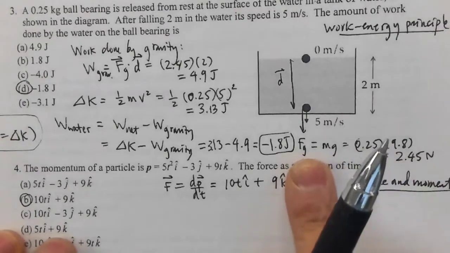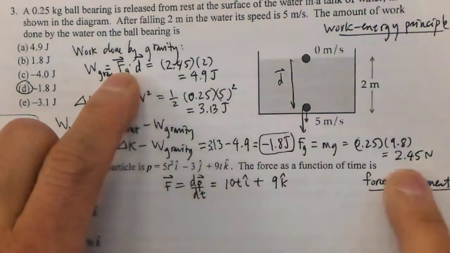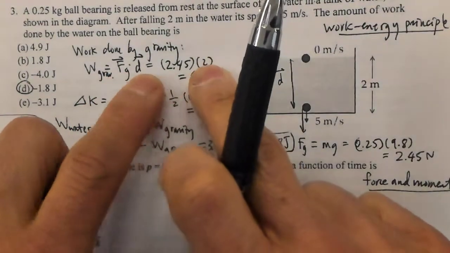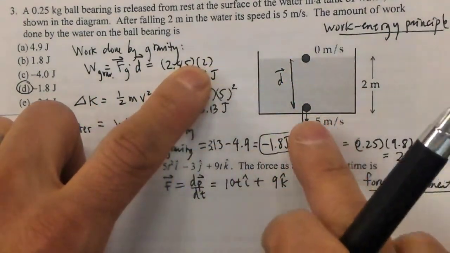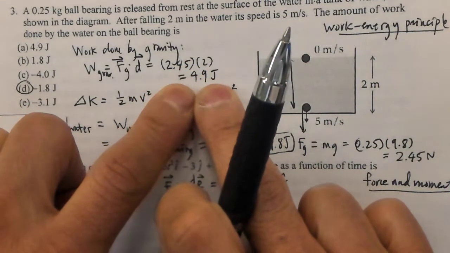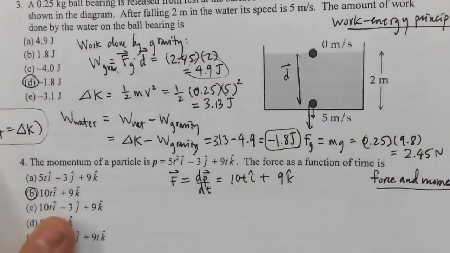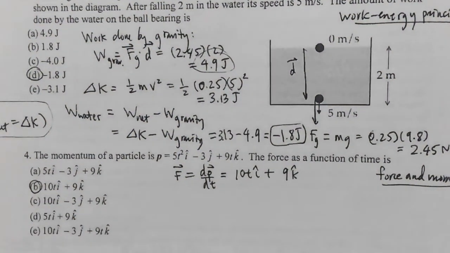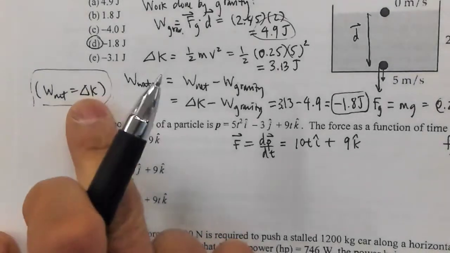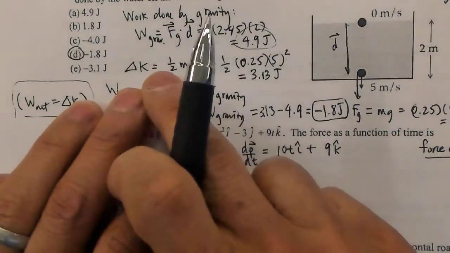Now, Fg is 2.45 newtons, and the distance d is 2 meters, so I multiply them together and I get 4.9 joules. That's the work done by gravity. Now, I said I'm going to use this over here. I need delta K. Maybe I should have started there, but it doesn't matter.